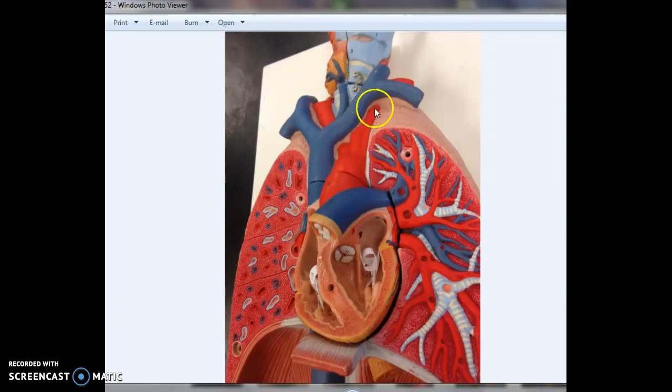This is the left subclavian. This is the left carotid. These are the brachiocephalic veins. They split into the subclavian veins, so subclavian, and the jugular veins. And then this is the thyroid vein going to the thyroid gland. That's the diaphragm. This is the inferior vena cava.